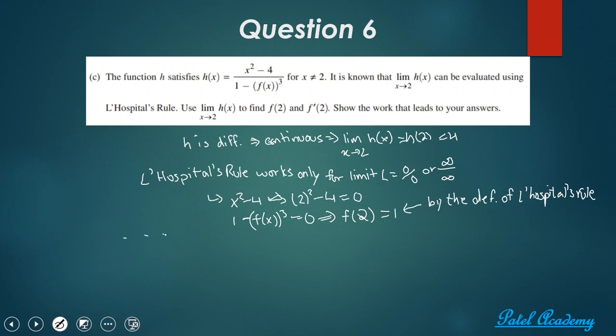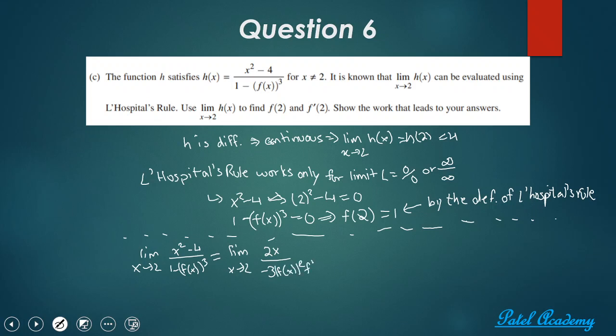Alright, and then, kind of like the part 2 to this question, finding f prime at 2. Well, if we have the limit as x approaches 2 of (x squared minus 4) over (1 minus f at x all cubed), well, by using L'Hopital's rule, we get the limit as x approaches 2 of just 2x over negative 3 f at x squared, and then using the chain rule, we have times f prime at x.